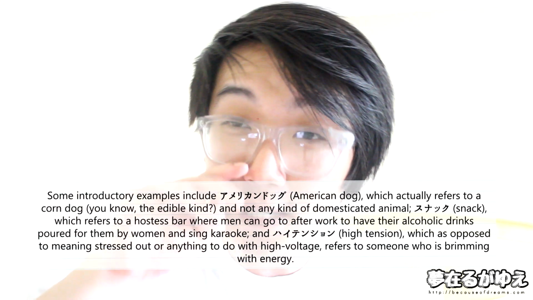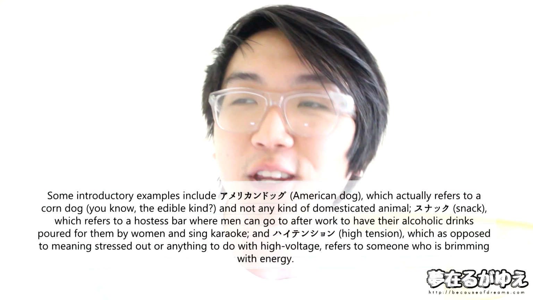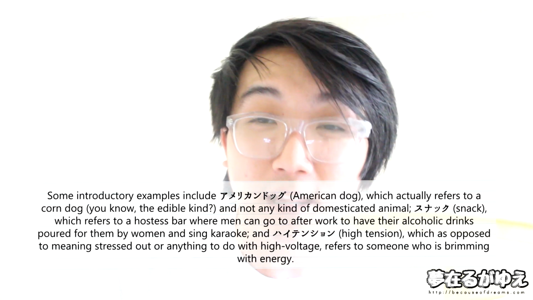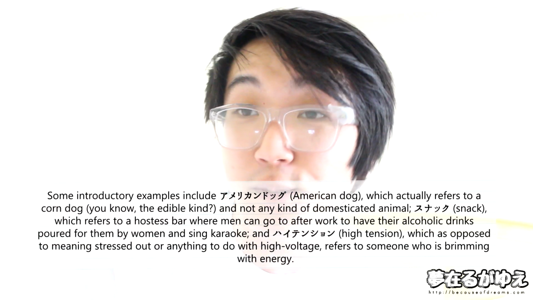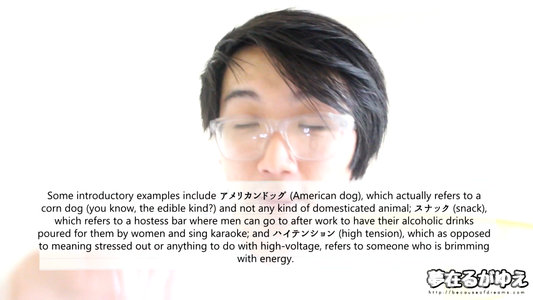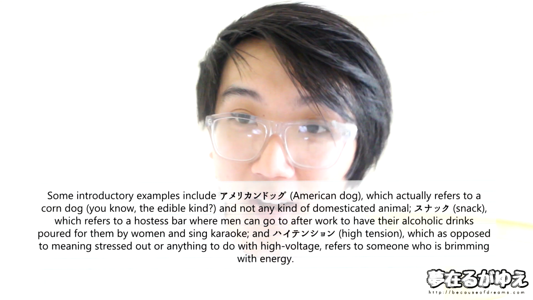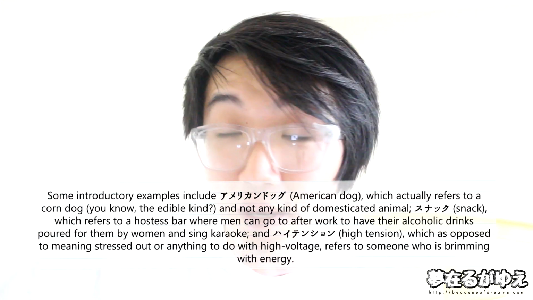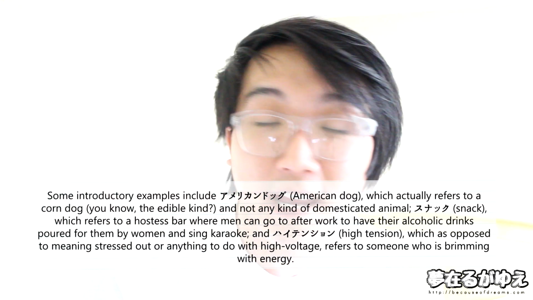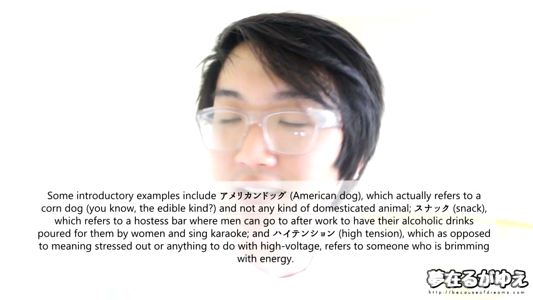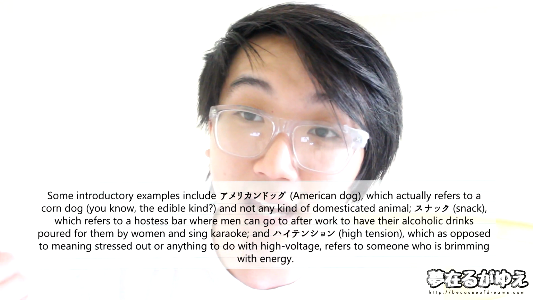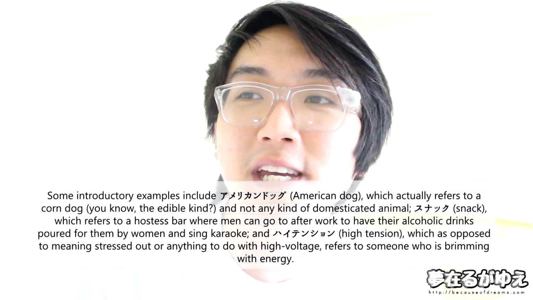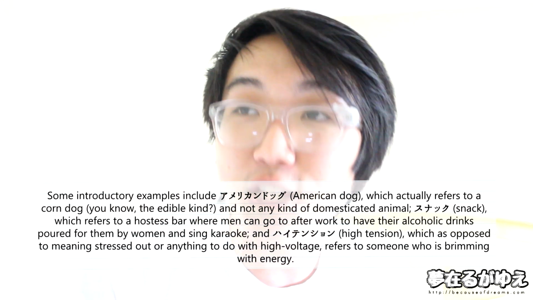For our first example of Wasei-Eigo, we have the word American dog. You're hearing me pronounce that with a Japanese style of speaking, but you should be able to tell that what I'm saying is American dog. Probably hearing this term for the first time, you're going to go, oh, maybe that just means a dog that has a breed that is common in America, such as a golden retriever or something like that. Well, you're wrong, because American dog in Japanese means a corn dog. A corn dog that you eat, basically.